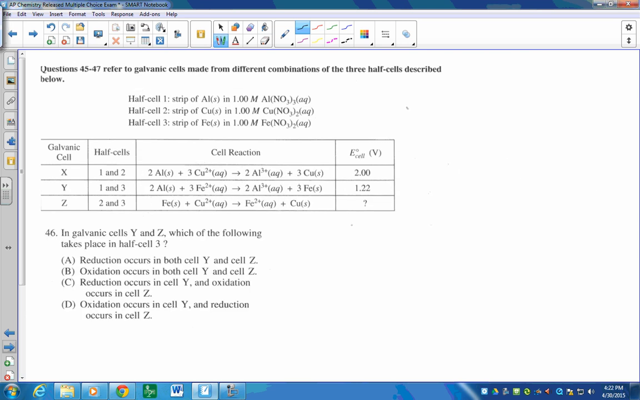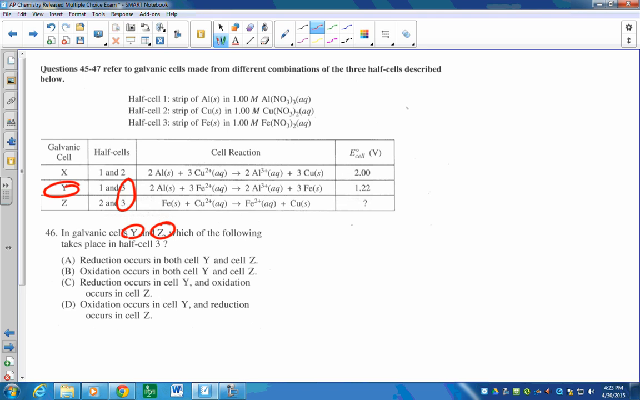All right, in galvanic cells X and Y, which of the following is taking place in half cell 3? So notice this. What is half cell 3? I found this so confusing. Half cell 3 is iron. So this question is asking you, in the batteries made in galvanic cell Y and galvanic cell Z, which both have half cell 3 in them, what is the iron doing? It's a very easy question right here.